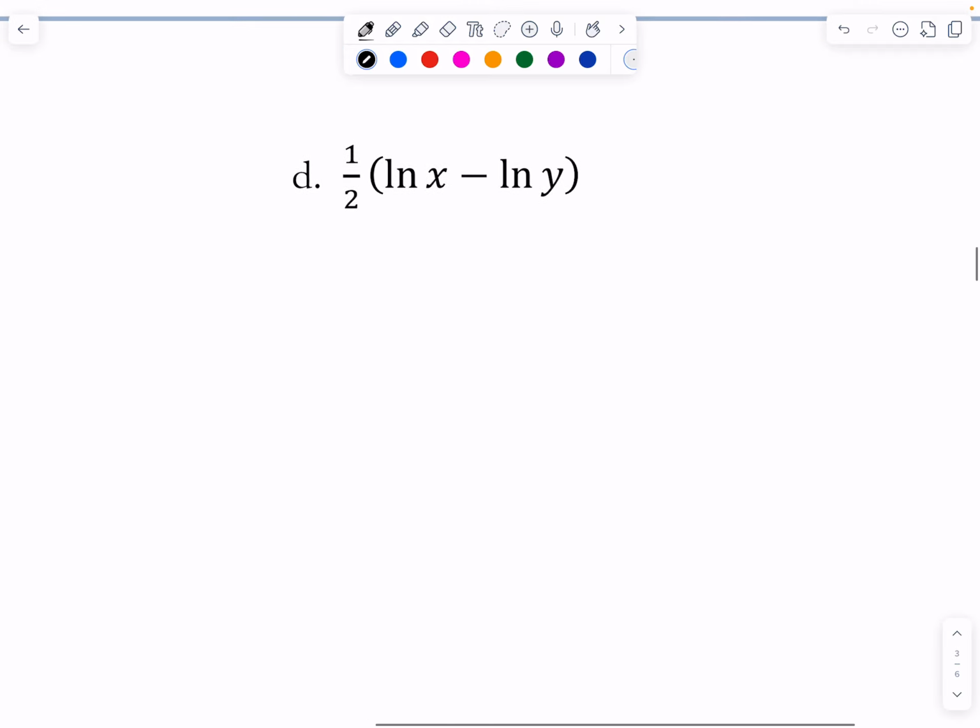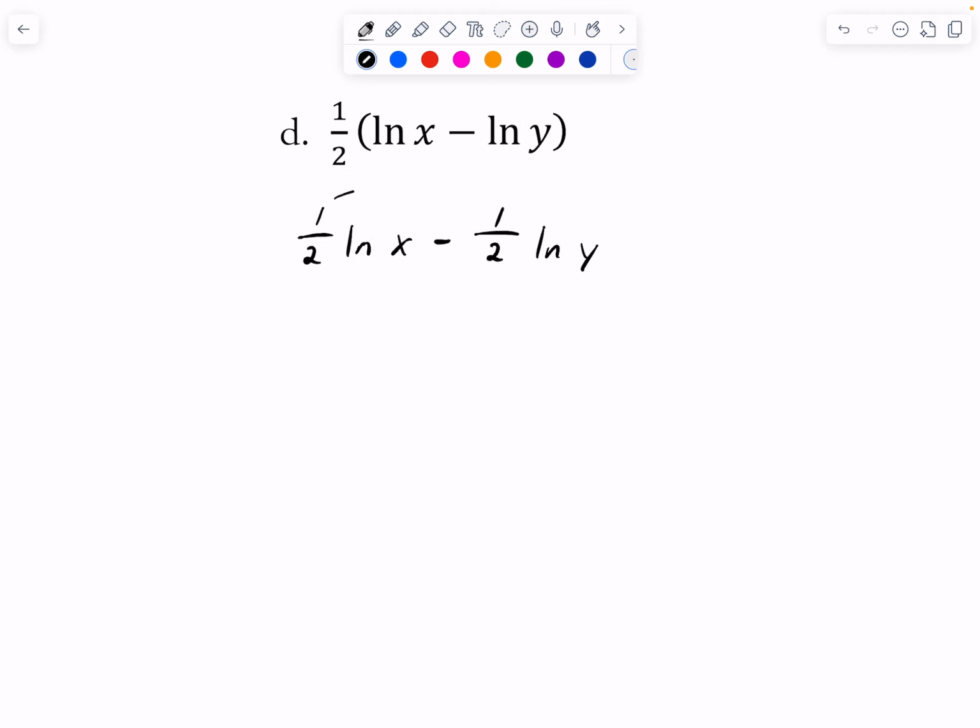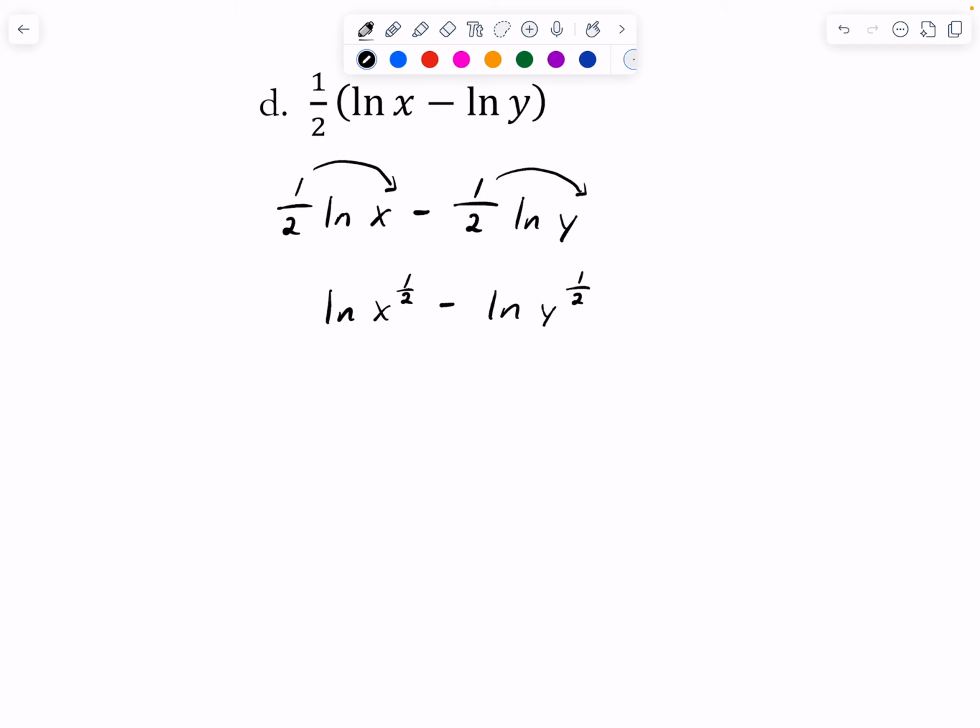Let's do D. Now this 1/2 I'm going to distribute to be in front of both of these natural logs. So I'm going to write 1/2 natural log of x minus 1/2 the natural log of y. Then I'm going to take those 1/2s and move them to become powers. So the natural log of x to the 1/2 power minus the natural log of y to the 1/2 power. I've already mentioned this at least once, a second time when it was to the 1/4 power, but when you raise something to the 1/2 power, that's the same as the square root.